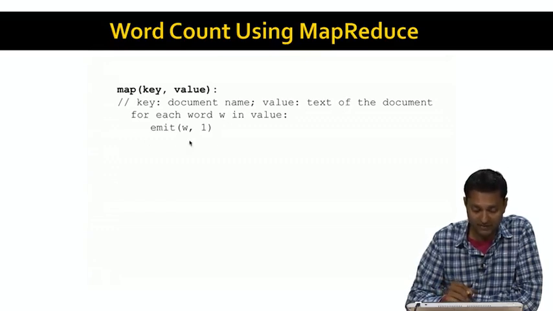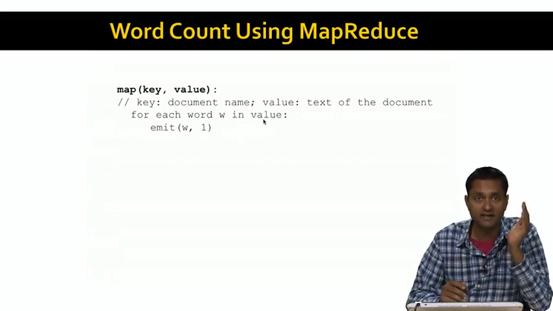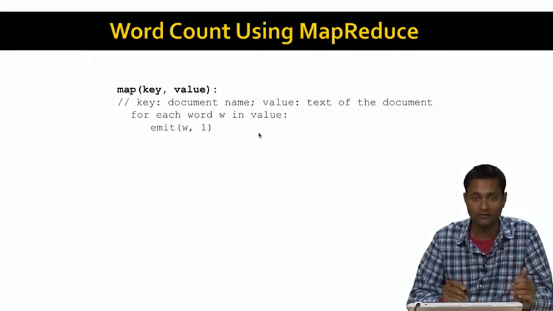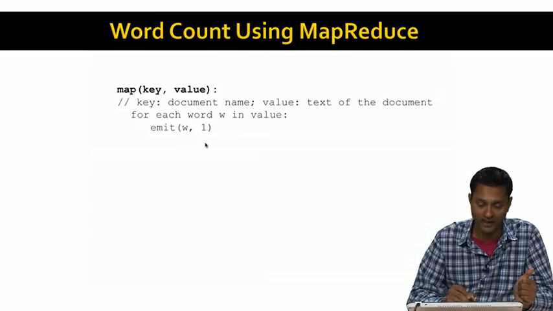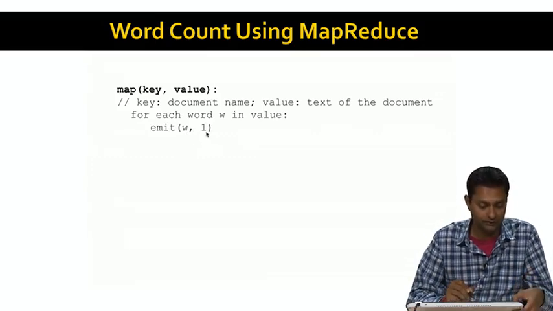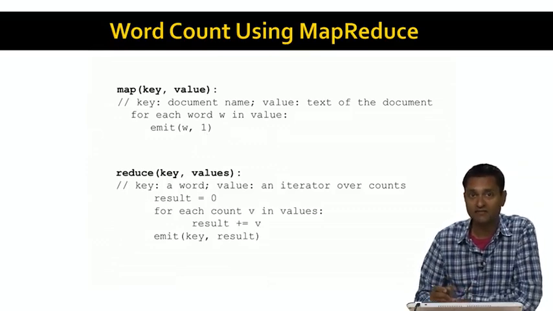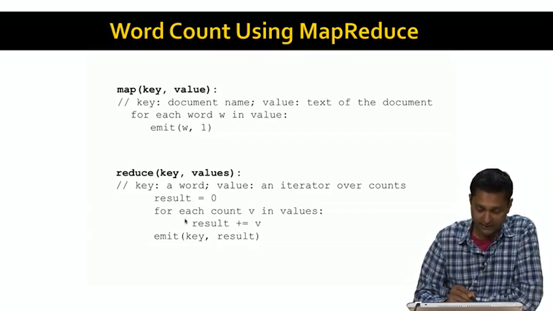The map function itself is very simple in this case. It scans the input document, and for each word in the input document, the value, remember, is the input document, it emits that word and the number 1. So it's a tuple whose key is the word and whose value is the number 1. And here's the reduce function. The reduce function, remember, takes a key and a set of values. The set of values all correspond to the same key, and in this case, it just iterates through all the values and sums them up, and the output has the same key, and the value is the sum.